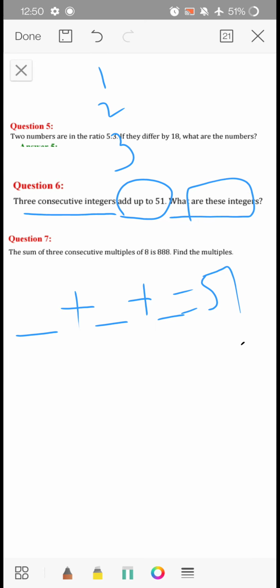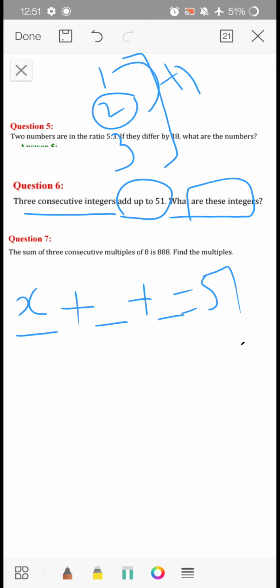So first you need to suppose the integer. Suppose the first integer is x. Have a look at this one. If I want to get 2, then I need to add 1 to 1 to get 2. That means if I want the number after 1, then I will add 1 in 1. So similarly if I want the number after x, then I will add 1 in x. So I will get the next consecutive integer, that is x plus 1.